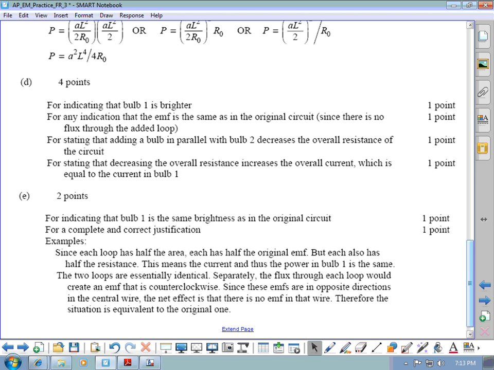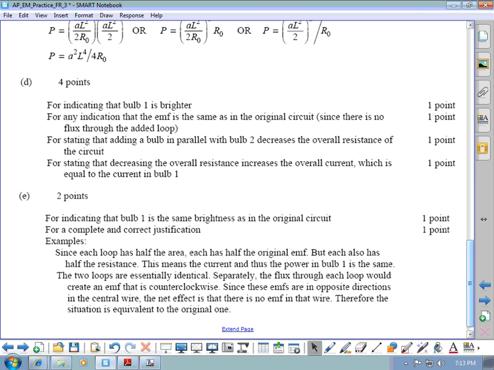Finally, part E was worth 2 points. For D, there was a lot more explanation, so it was worth more points. You wouldn't have known that heading in, but because there was more explanation involved, they gave more points for that. Part E was 2 points: 1 point for indicating the bulb was the same brightness, and 1 point for a correct justification.